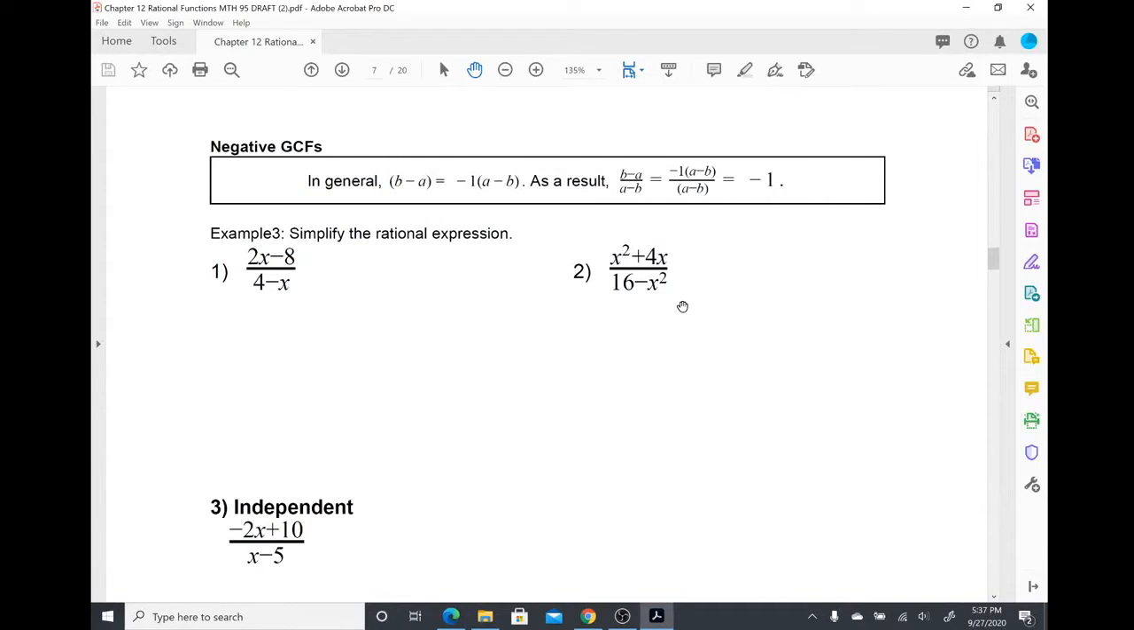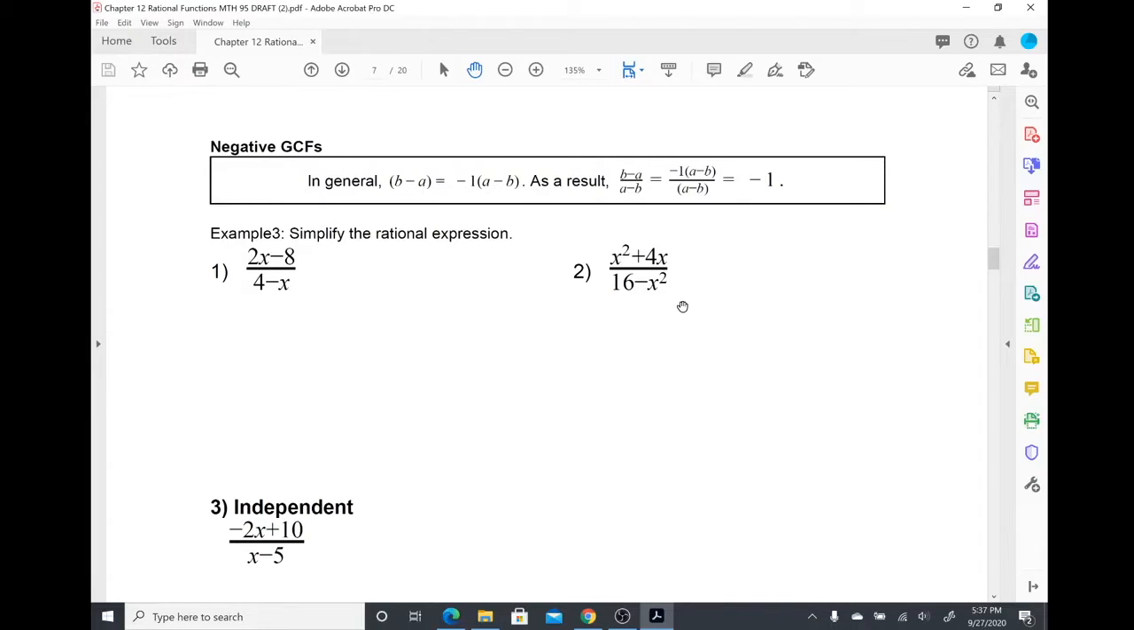12.2 Part 2, Negative Greatest Common Factors. In general, you could write b minus a as negative 1 times a minus b, and that was done by factoring out negative 1.